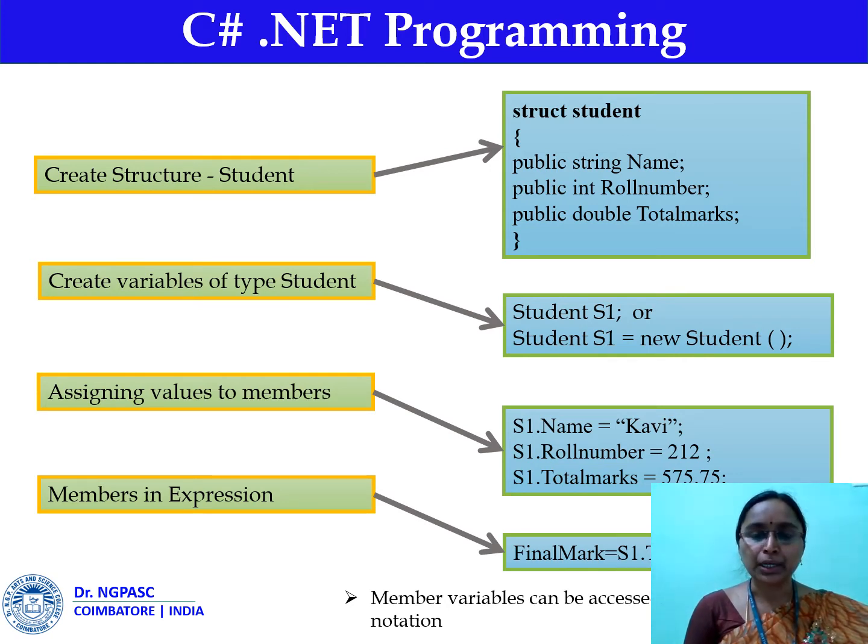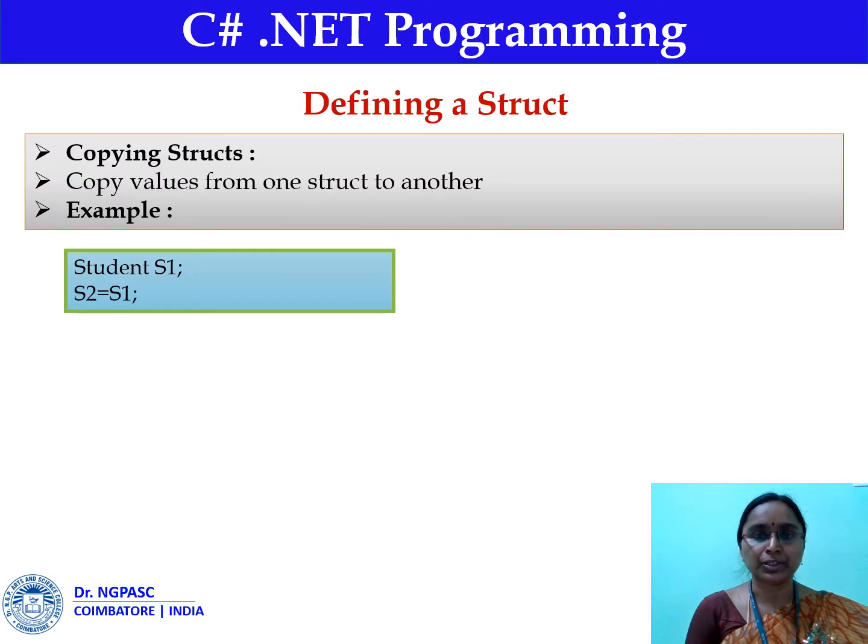Next, consider the roll number. Roll number is also a member of the structure, and S1 is the variable of the structure. So we can assign the value of the roll number as 212. Likewise, we assign the value of total marks as 575.75. So likewise, we can use the declaration of structures.